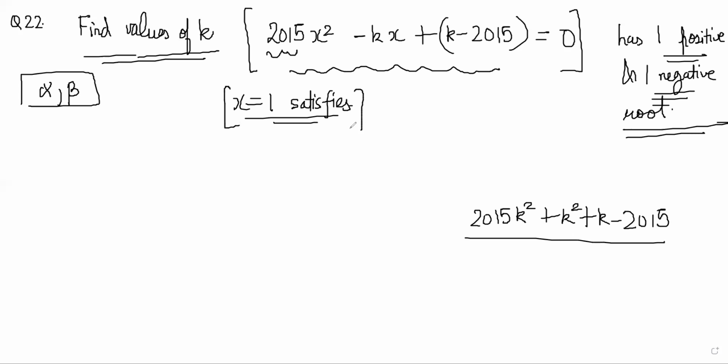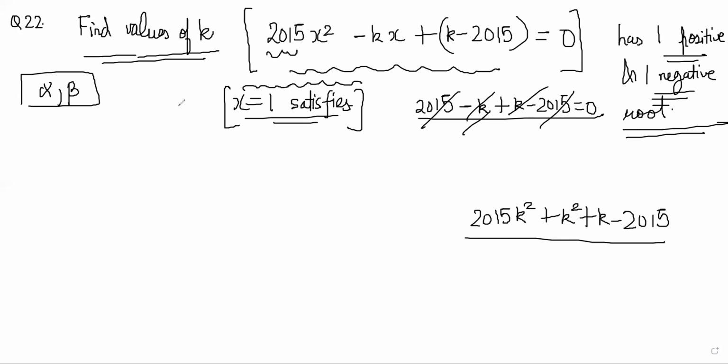X is equal to 1 clearly satisfies, right? Because you have 2015 minus k plus k minus 2015. So that is clearly a root. That simplifies matters a lot for us, because now that you know that 1 is a root, that is the positive root.